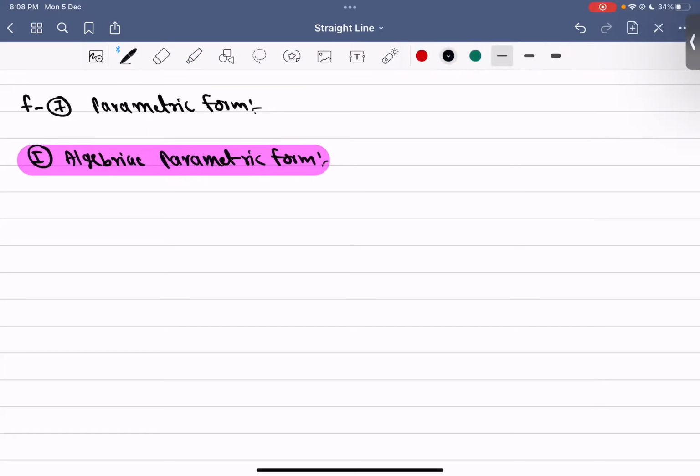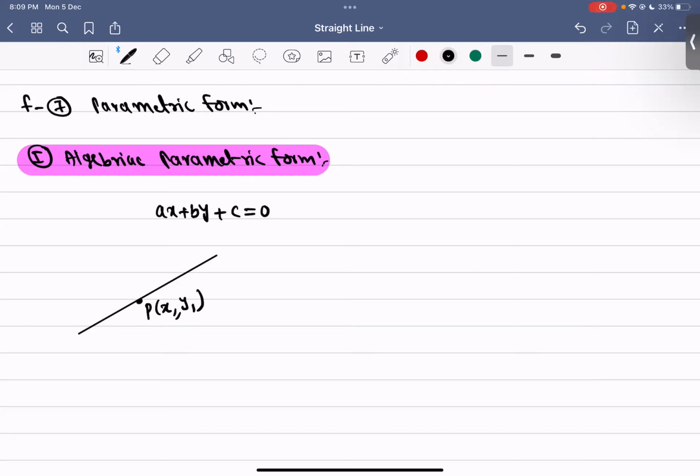Algebraic parametric form means, suppose any line is given. For example, suppose this line; the general form of this straight line is ax + by + c = 0. On this straight line, we need to consider one point P(x1, y1) while solving the problem. Yes or no? While solving the problems.